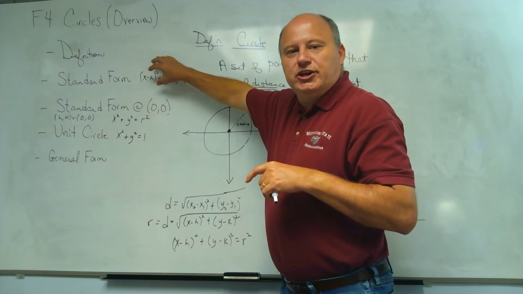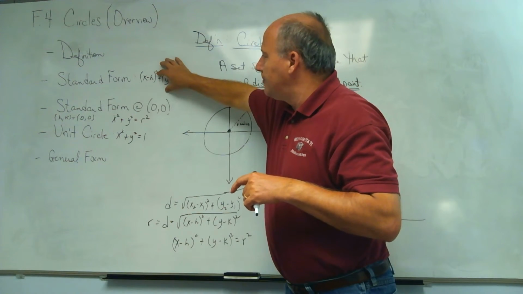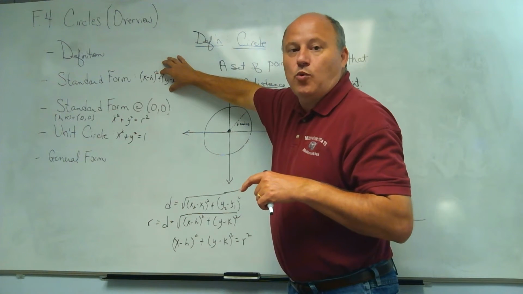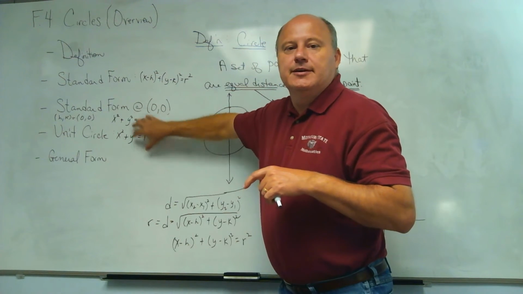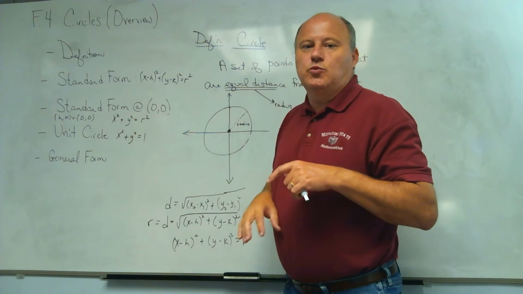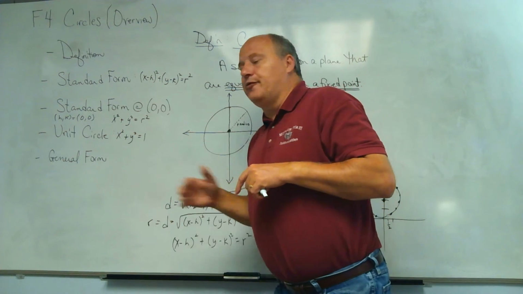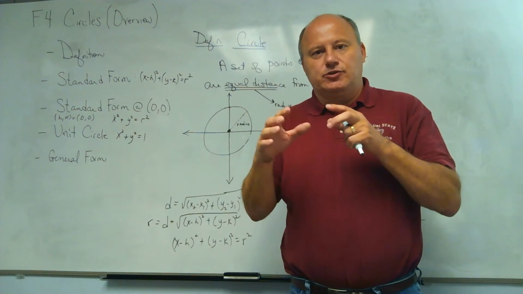So basically we're going from more general to specific. This one takes care of all of them. This is the ones centered at the origin. This is centered somewhere in a quadrant maybe. This one's centered at the origin, plus the radius is 1 as well. So it's more specific.